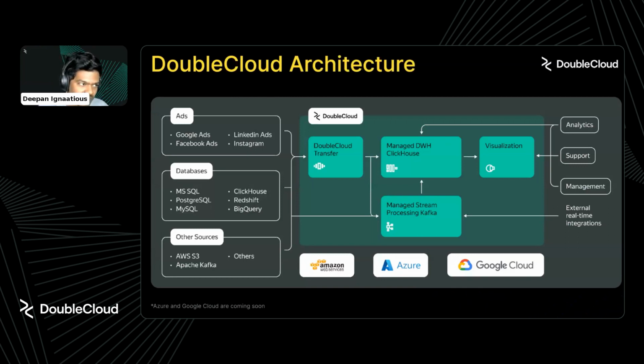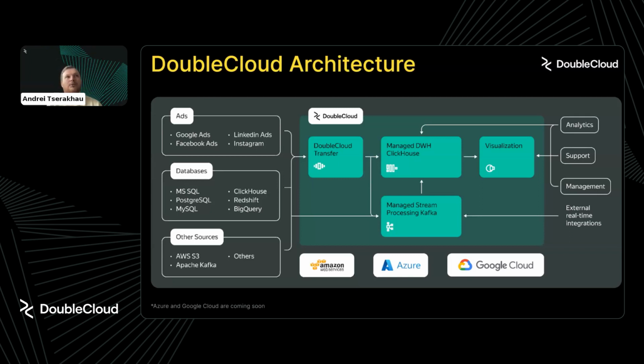We have a couple of services. One of them is the DoubleCloud Transfer service, which is a managed data pipeline. Sandra, you can share more about it. I can say a couple of words about DoubleCloud Transfer. DoubleCloud Transfer is basically an extract-load-transfer tool that helps you build data pipelines.